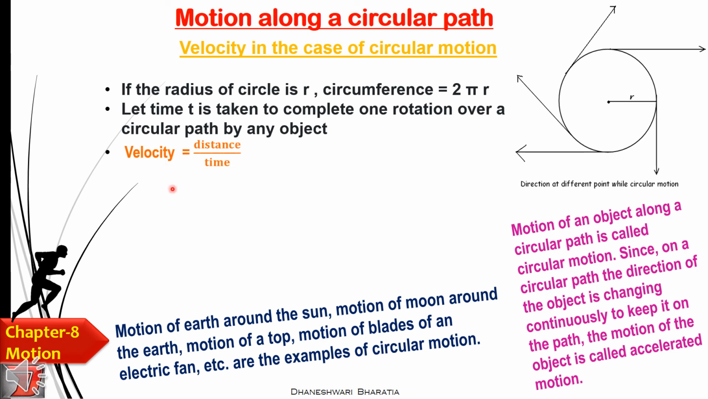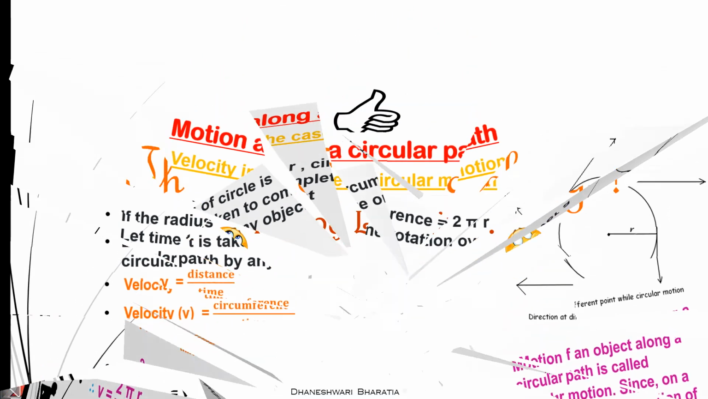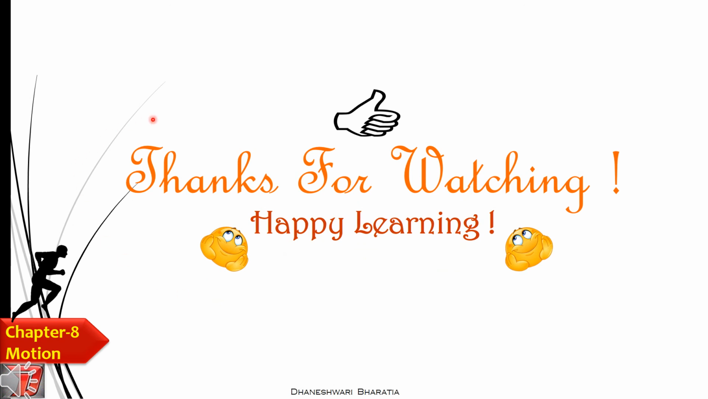सो वी नो द formula to find the velocity. It is the distance traveled in the unit time. Here the distance is circumference of the circle, and how to find the circumference? It is 2 pi r, right? So please remember this formula to find the velocity in the case of circular motion. Am I clear? You have to remember the definition also along with the examples. Okay? Here v is the velocity, r is the radius of the path, and the time is t. Fine. So this is the end of our chapter, and hopefully everything is clear to you.